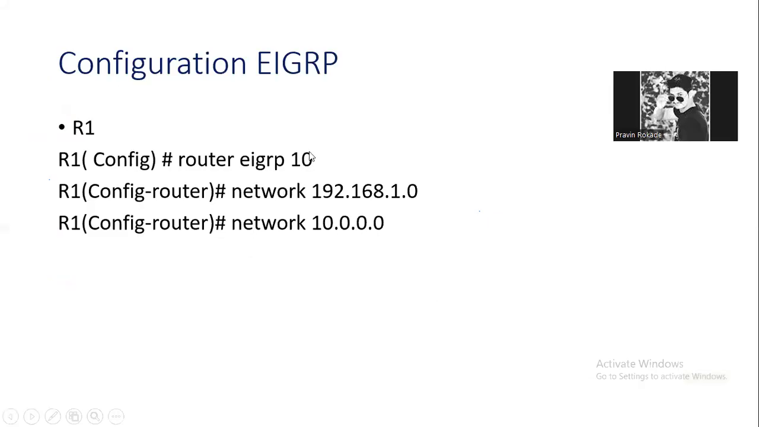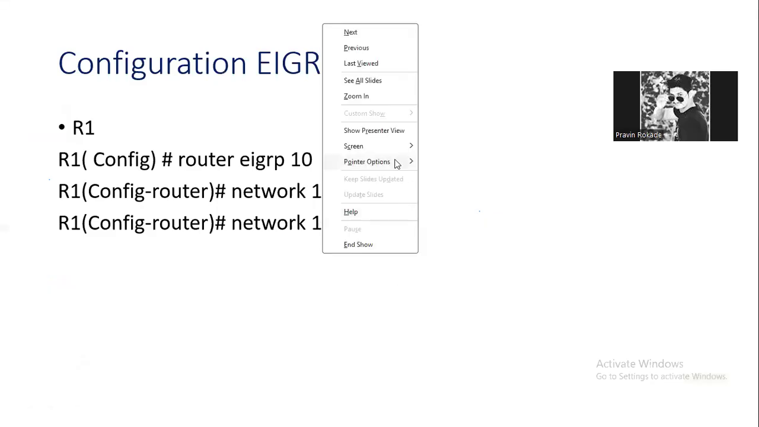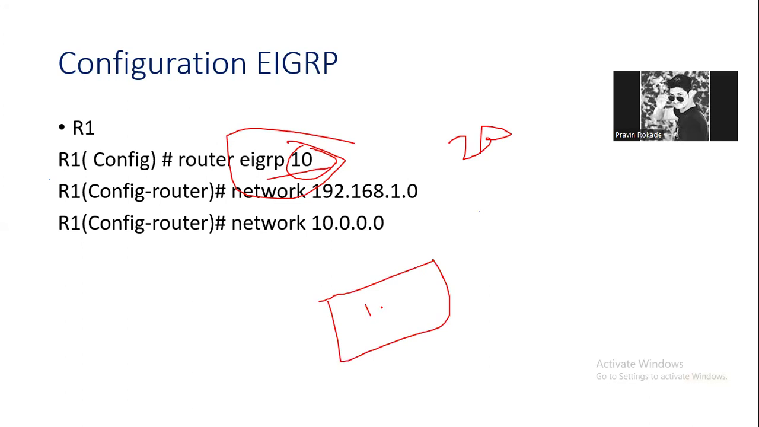What will happen if I have a different EIGRP number? Let's take an example: I have autonomous system number 10 and autonomous system number 20. Then how will they communicate with each other?